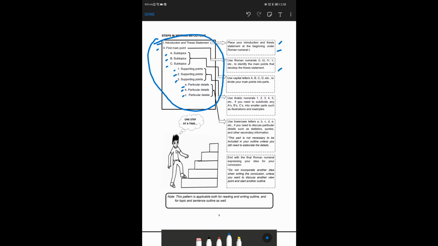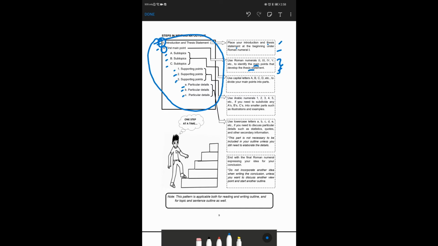Okay? Now, for the next Roman numerals, use Roman numerals 2, 3, 4, 5, etc. to identify the main points that develop the thesis statement. Again, in Roman numeral 1, dito, sinabi mo na yung thesis statement mo, di ba? Again, the thesis statement is the subject, the topic of the whole essay. So make sure na itong Roman numeral 2, 3, 4, and the rest will give the main points that will develop or explain the thesis statement. Okay? Ano-ano ba yung mga topics or mga ideas na gusto mong i-share to explain the topic, the thesis statement?